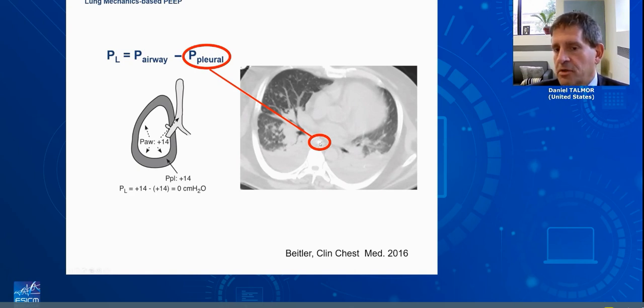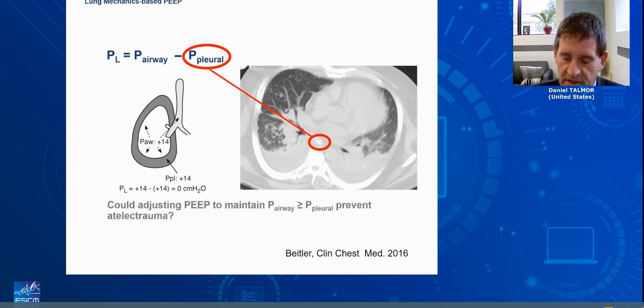The esophageal balloon sits here in the esophagus. It measures the pressure in the esophagus, which we use as a surrogate for pleural pressure because the esophagus is in the pleural space. If we then take that pressure, subtract it from the airway pressure, we get transpulmonary pressure. So if the pleural pressure is 14, measured in the esophagus, we need an airway pressure of at least 14 to get a positive transpulmonary pressure. And this can help us set the PEEP at end expiration so that the lung isn't collapsing at end expiration.